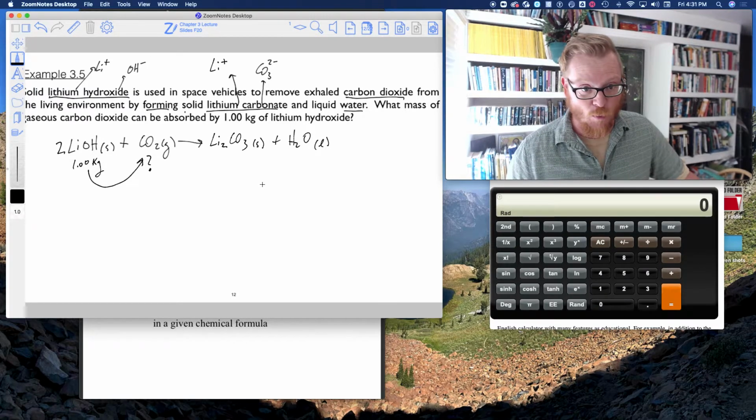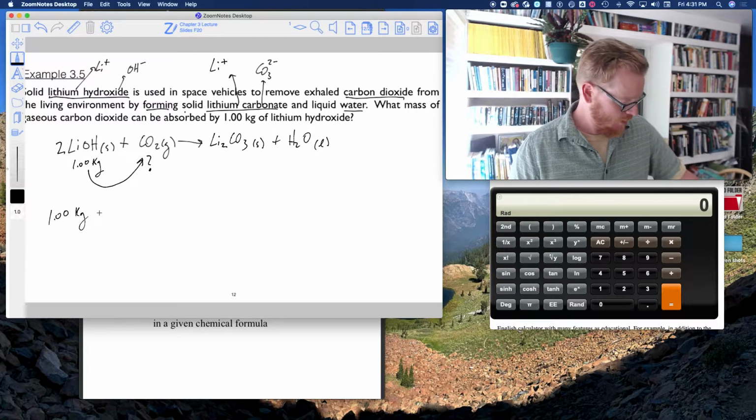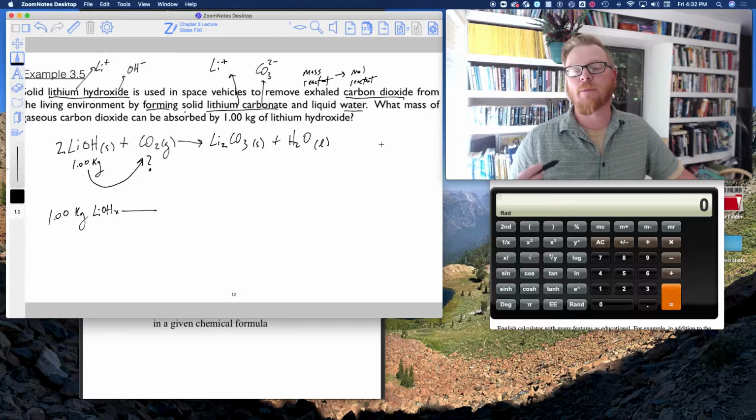We were only given one number in this problem, 1.00 kilograms of lithium hydroxide. I need to convert that kilograms to grams because in my process, I'm going from mass of reactant to mole of reactant. To do that, I have to make it grams, because remember the mass on the periodic table is grams per mole.